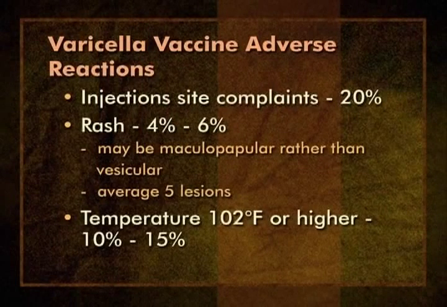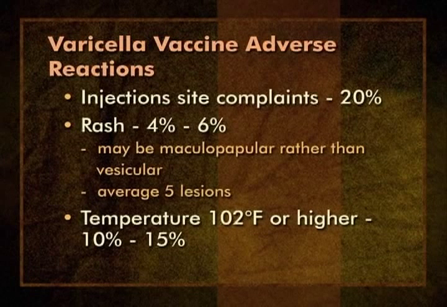Varicella vaccine is usually very well tolerated and significant adverse reactions are not common. The most common adverse reaction is an injection site complaint, such as pain, swelling, and redness. You might not have expected this from a live virus vaccine, but injection site complaints are reported in about 20% of recipients. 3 to 4% of recipients will develop a varicella-like vesicle at the site of injection. Generalized rash is reported in 4 to 6% of recipients. The rash may be maculopapular rather than vesicular and has an average of only 5 lesions.